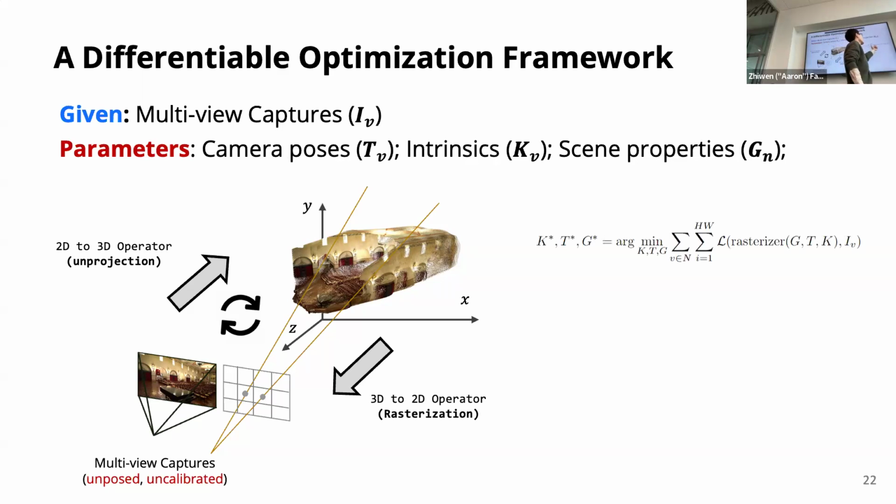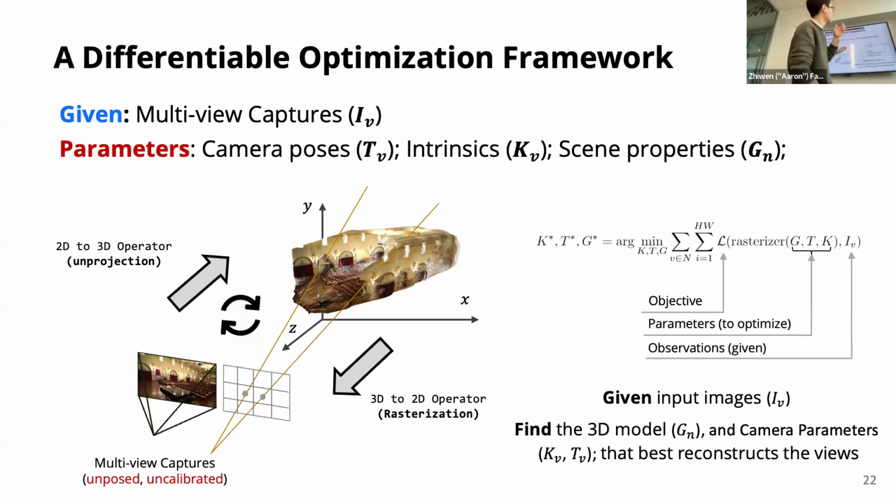So the loss function here is the first term. Let's see. The first term, I here is the observation. And we have the rasterized one. And the rasterized one uses the G. G means the 3D representation. And T and K mean the parameters that we're going to optimize. So we said that they are all learnable. And we're trying to minimize this function. And this function will return the optimal intrinsic, extrinsic, and 3D representation.